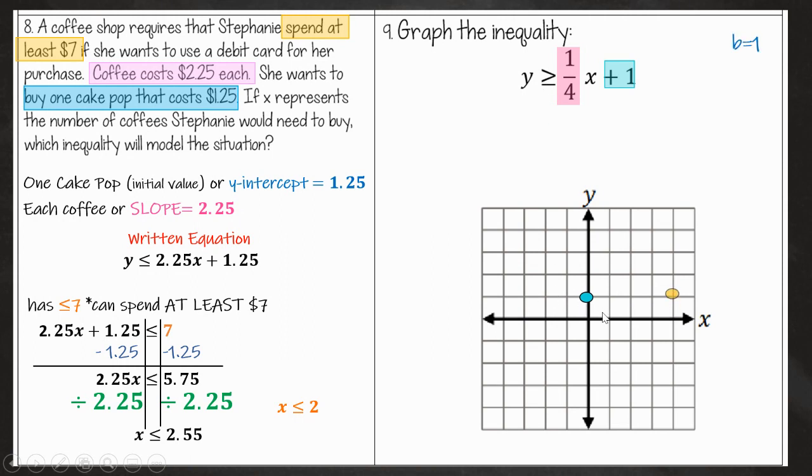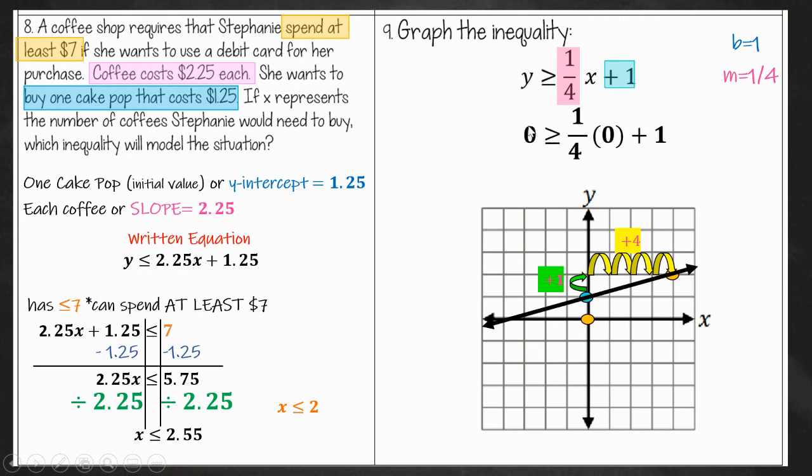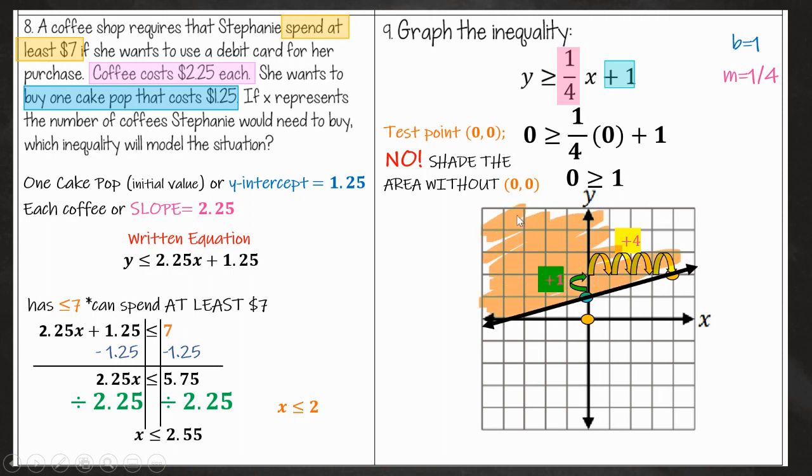Okay, so here our b is 1, our slope is 1/4. We went up 1 and over 4. And so that was our slope. And then we had to decide if we were going to shade above or below the line. Y here is greater than or equal to. So I should be shading above, but we can use our test point to make sure. Our test point is 0, 0. Is 0 greater than or equal to 1? No, it is not. So we do not shade this area. We need to shade the area above it.